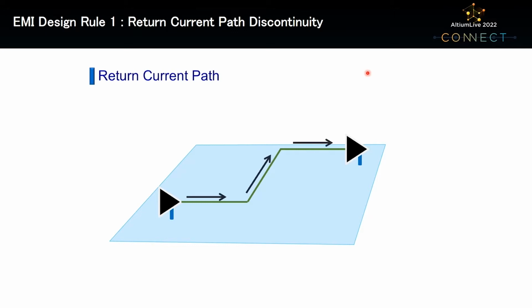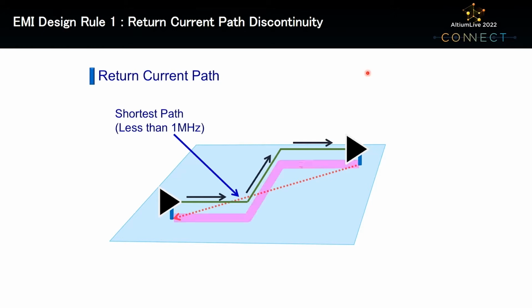If current whose frequency is less than 1 MHz flows into the trace like this arrow, return current flows into the shortest path in the ground plane like this dashed arrow. In the case of frequency more than 1 MHz, return current flows into the ground plane along the signal trace like its shadow.